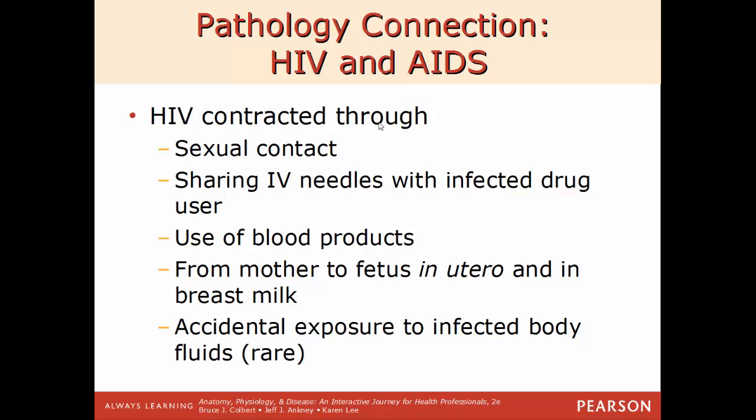Now, HIV can be contracted through sexual contact, sharing of IV needles with infected drug users, the use of blood products, from mother to fetus in utero and in breast milk also, and also accidental exposure to an infected body fluid, which is not that common.